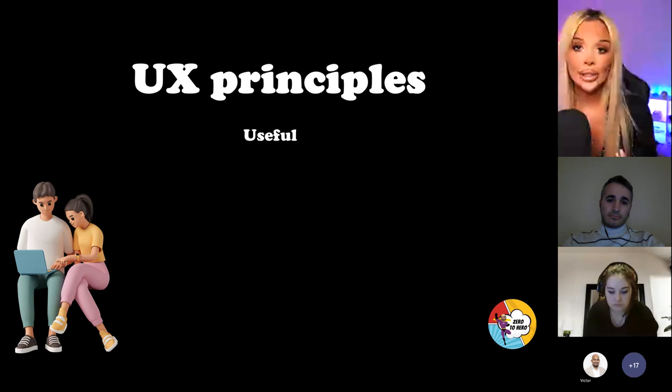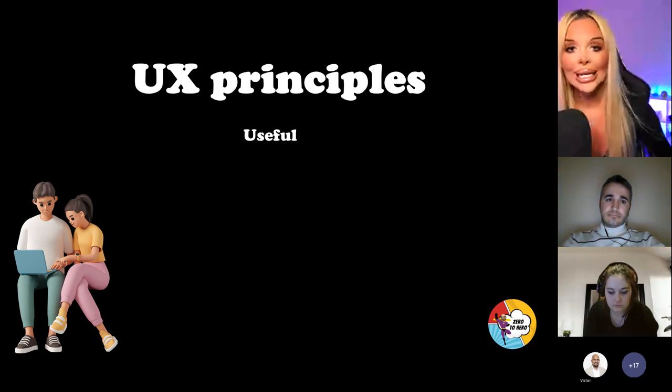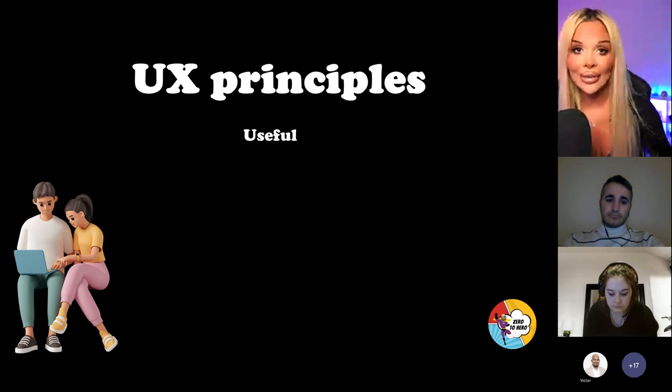So the first one is useful. What we mean by that is when you're building a website, let's just assume a standard website, a Power Page, or just an application like a mobile application or a Canvas app, it has to be useful and has to have a purpose. So if you're building something for a customer, it needs to deliver value. It needs to be useful in every single possible way, because if it's not useful, users are instantly not going to want to use it in any way.